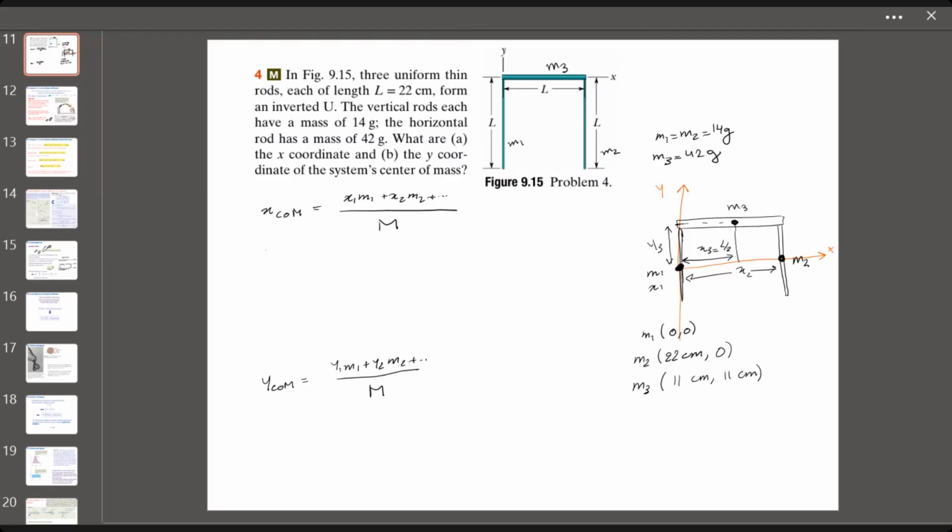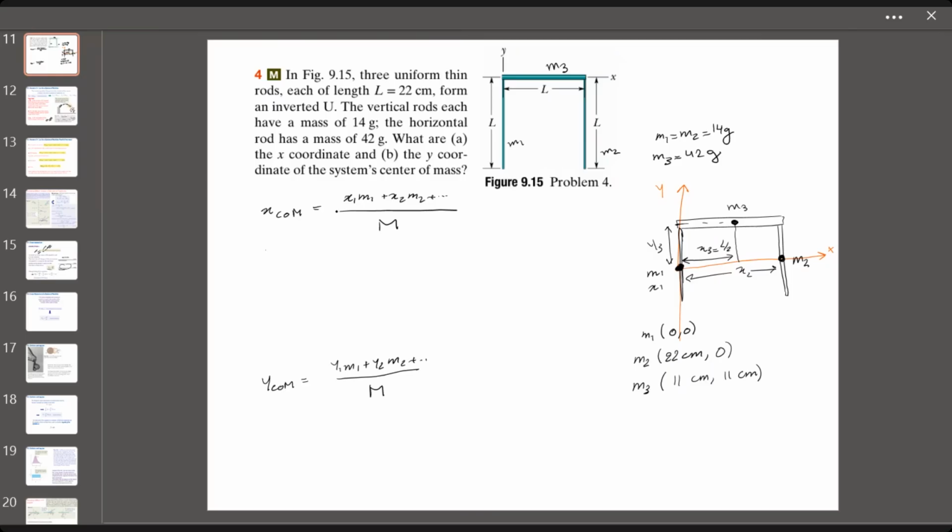Professor, where did you put the center of mass? Where is it written, x of L, or is this something else? So I don't know where the center of mass of the whole system is yet.